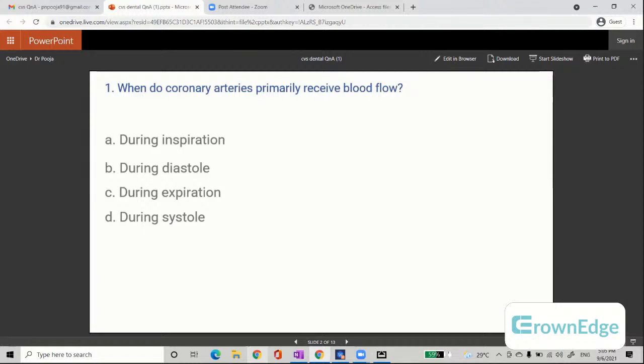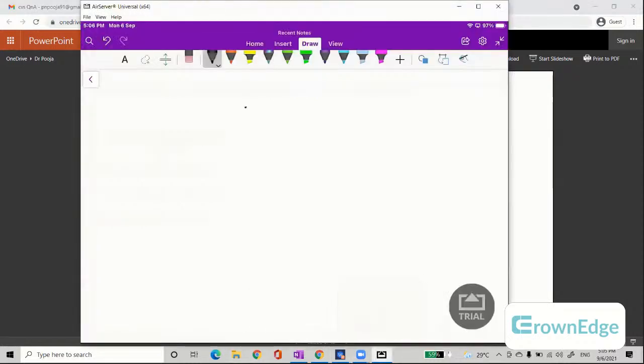Okay, so the answer over here. Remember, they are asking when coronary arteries primarily receive the blood flow. So we know that there are coronary arteries, right? What do we say about the coronary blood flow? There are some things which are very specific regarding the coronary blood flow, right? Okay, I'm getting answers from Mansi. So, what is the answer over here?